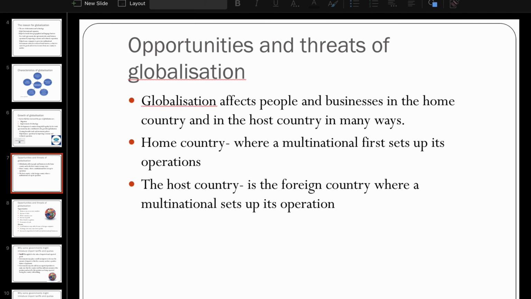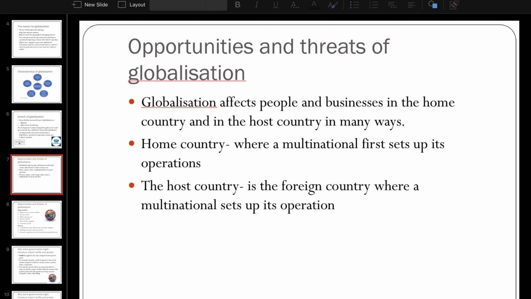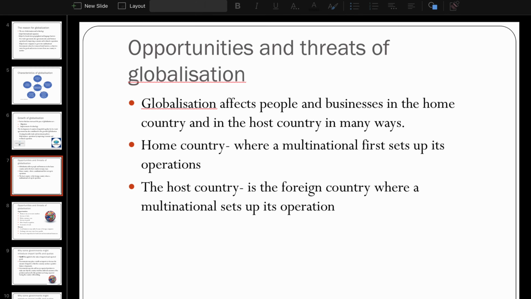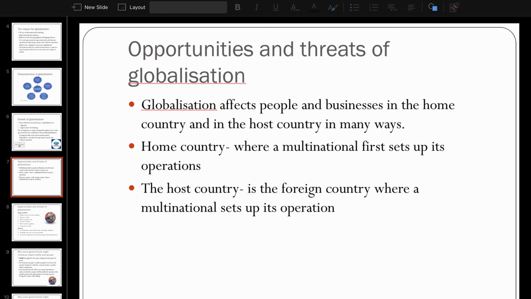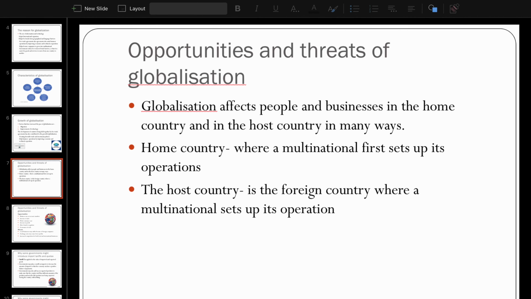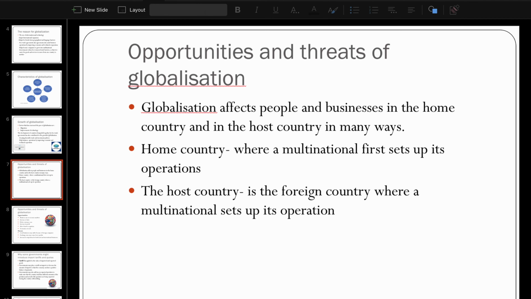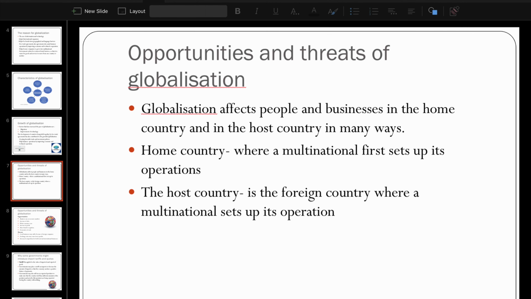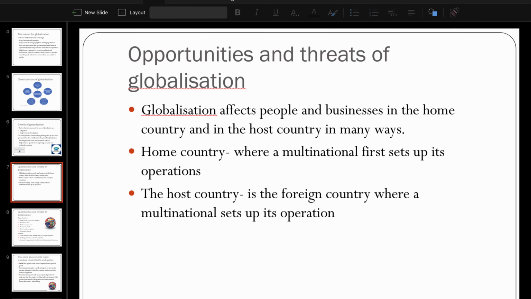All right, next one, opportunities and threats of globalization. Now globalization affects people and businesses in the home country. What is home country? Home country means the domestic country where a multinational first establishes its operation. And then you have the host country. The host country is the foreign country where a multinational sets up its operation. That means the foreign country where a multinational sets up its operation is the host country.